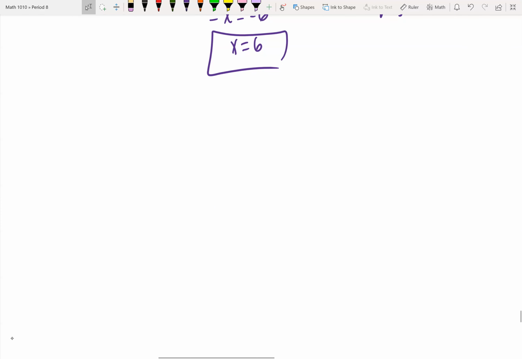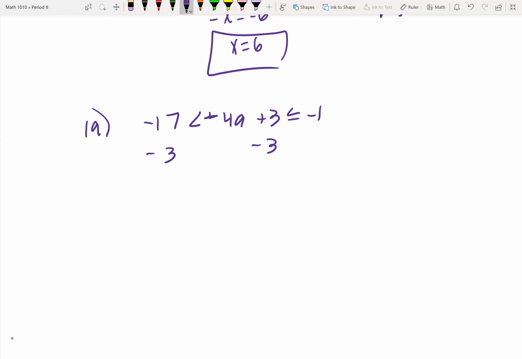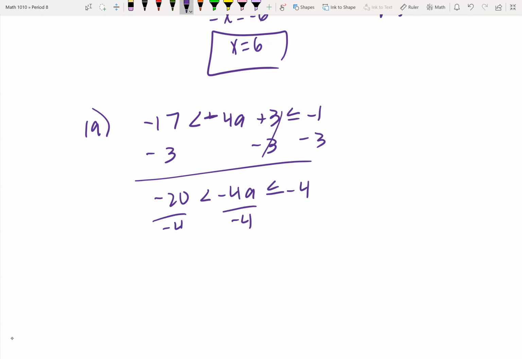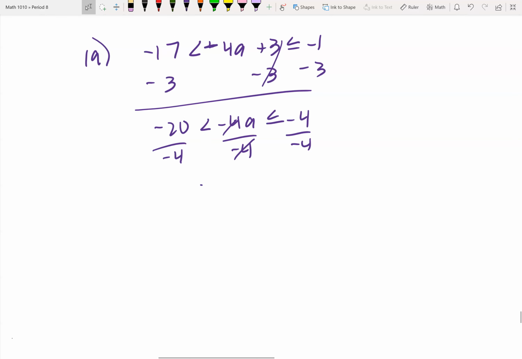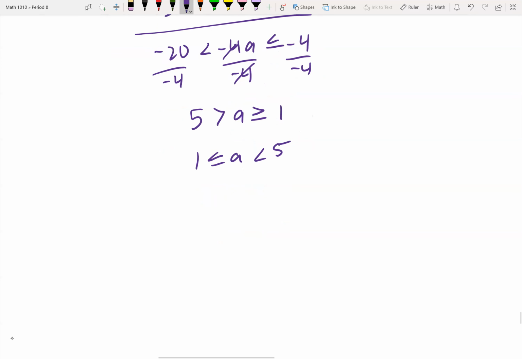Okay, number 19. Okay, so I need to get an A in the center, so I'm going to subtract 3 from all regions. So I get negative 20 is less than negative 4A is less than or equal to negative 4. To solve for A, I'm going to divide by negative 4. Those cancel. And I get 5 is greater than A is greater than or equal to 1, which is awkward, so I'm going to switch it. The A has an equal sign, the 5 does not.